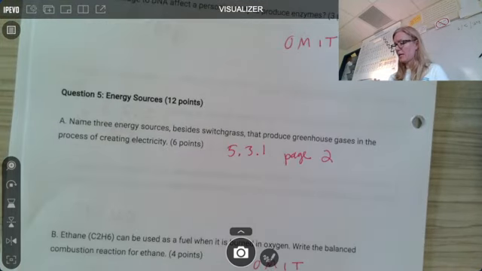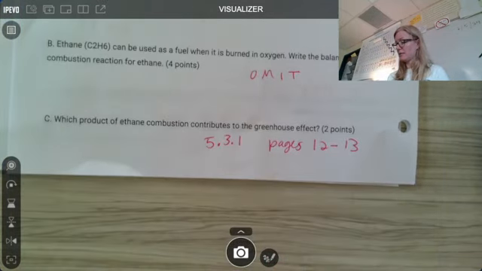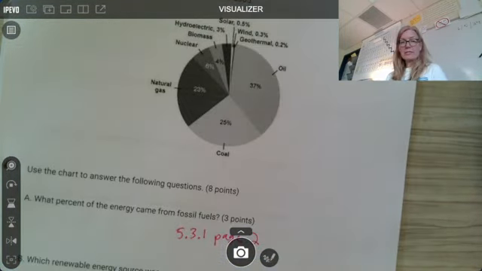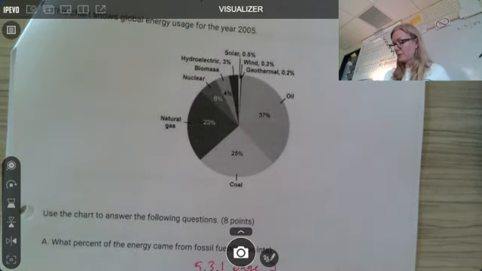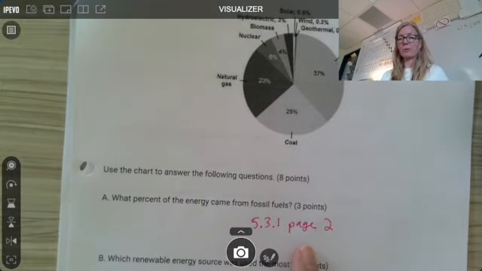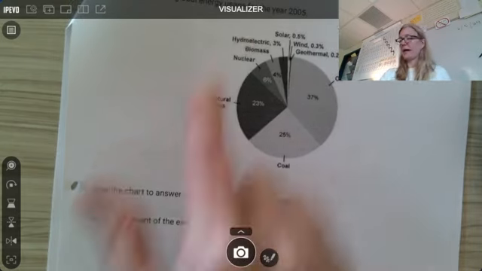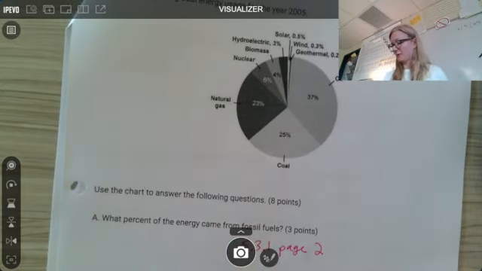Question 5A, 5.3.1, page 2. B you can omit. C is 5.3.1, pages 12 and 13. And then question 6. You're going to use this graph to answer the questions, as well as look on 5.3.1, page 2 for the fossil fuels. Here it'll tell you what the fossil fuels are. There are 3 of them, and add up those based on the graph to get the answer to A.